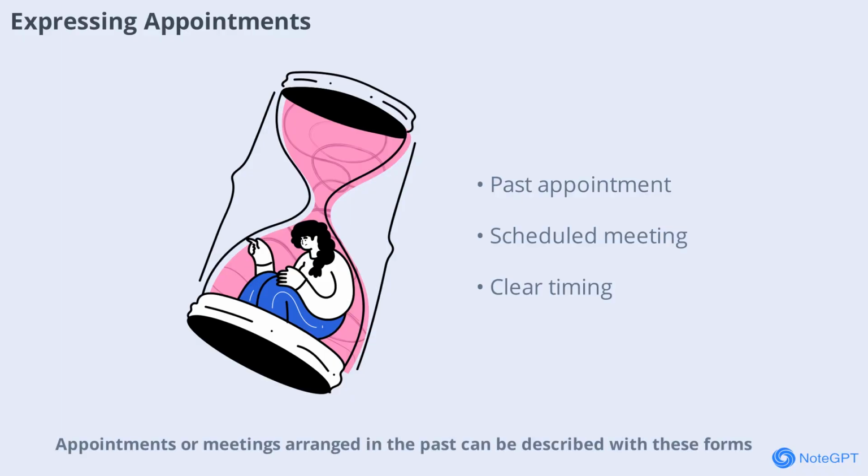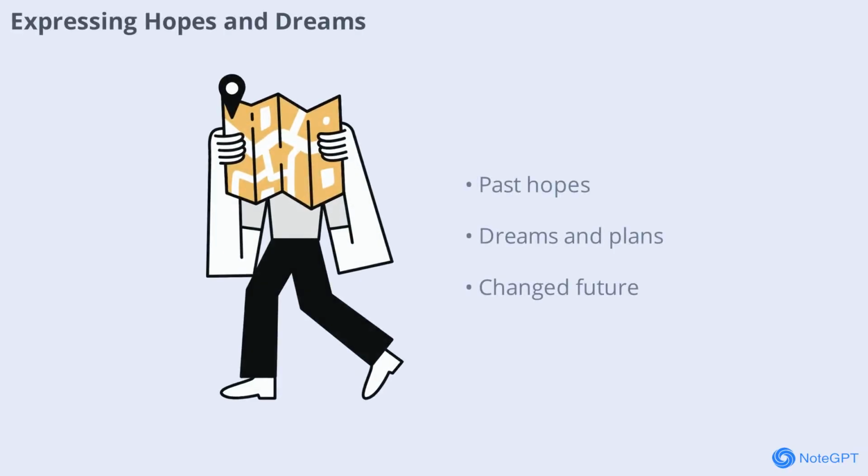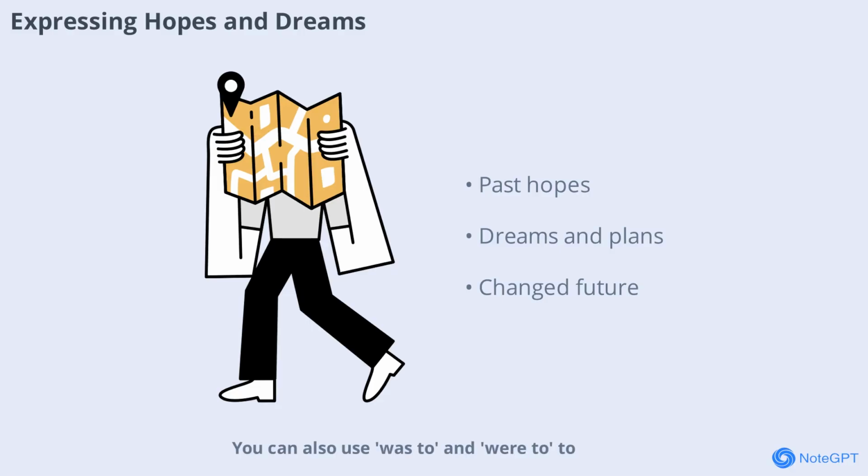Appointments or meetings arranged in the past can be described with these forms. For example, I was to see the doctor at 10 a.m. This makes it clear that the appointment was set regardless of whether it happened. You can also use was to and were to talk about hopes or dreams that were set in the past. For example, he was to become a pilot but plans changed. This shows that there was a hope or dream even if it didn't come true.